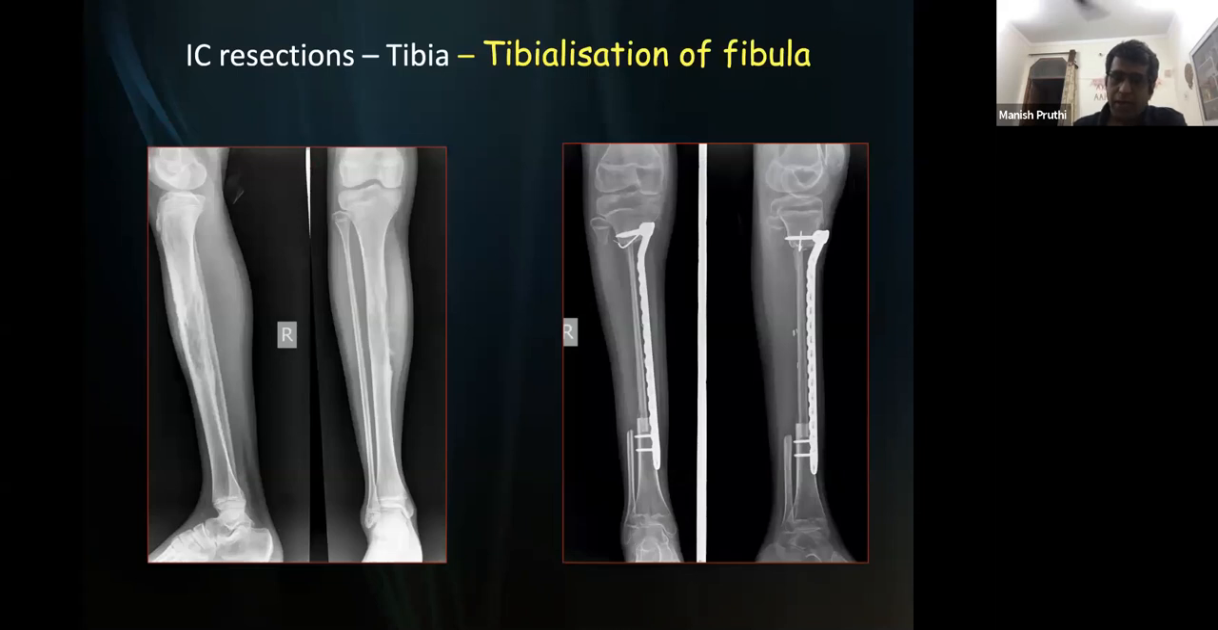For tibial intercalary resection, we have a very good bone lying side by side, which is fibula. So we are not recycling the tibial bone. We can just shift the fibula in the center, fix it with an appropriate implant, wait for the fibula to hypertrophy, and then we can allow them the weight bearing.